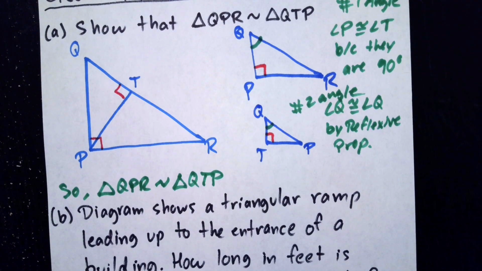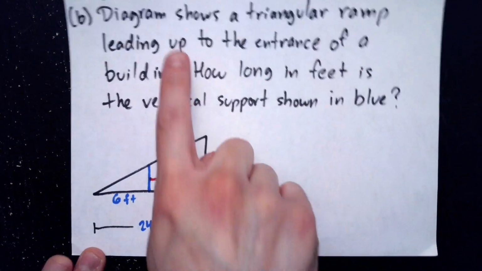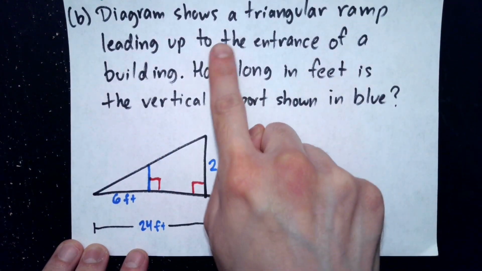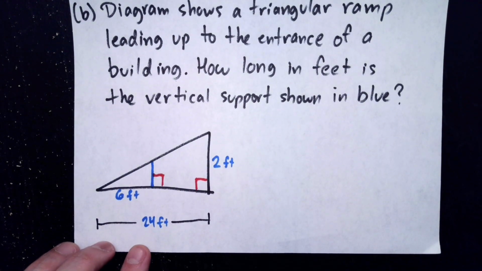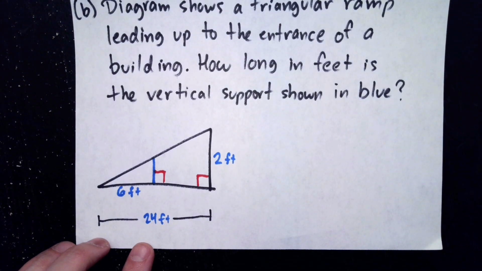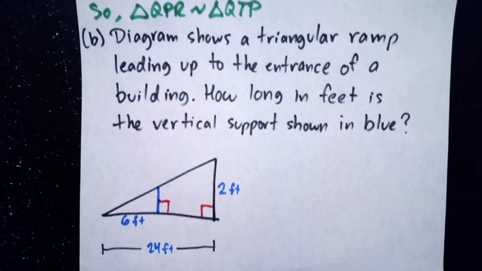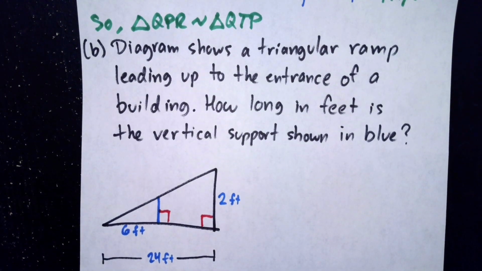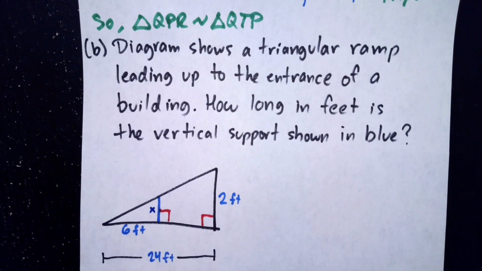So that's part A of the warm-up. Part B of the warm-up says the following. This diagram shows a triangular ramp leading up to the entrance of a building. How long in feet is the vertical support shown in blue? So we have to find this height right here in blue. We do not know what it is. Because we don't know what it is, we're going to give it a variable name. I'm going to give it the classic name X.